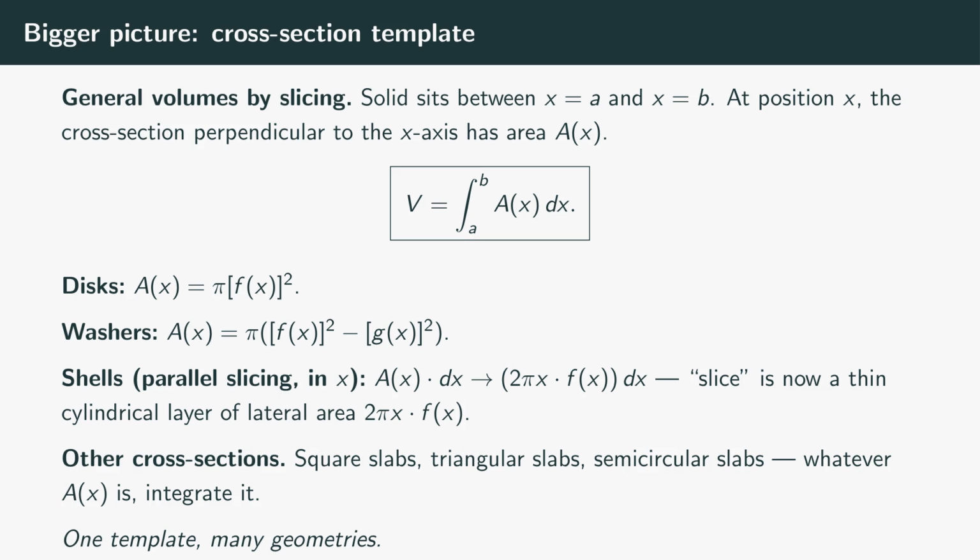The disk and washer methods are just the most common case. Cross-sections happen to be circles or annuli because the solid is rotational. But the underlying idea, volume is the integral of cross-sectional area, is the real content. That idea is essentially Cavalieri's principle, and it's the whole game.